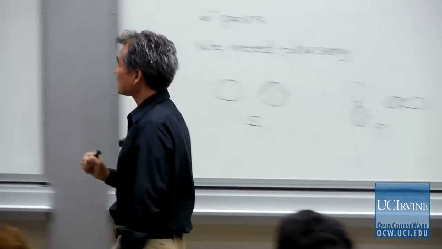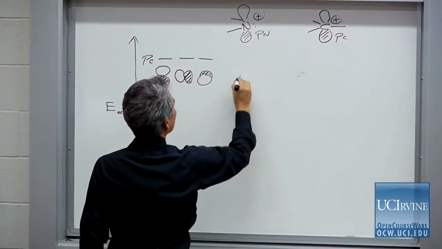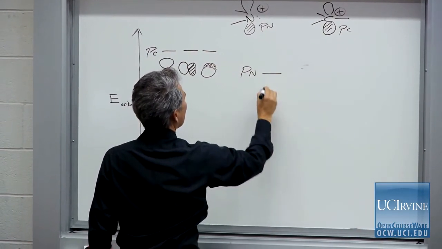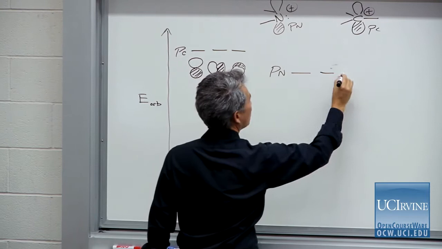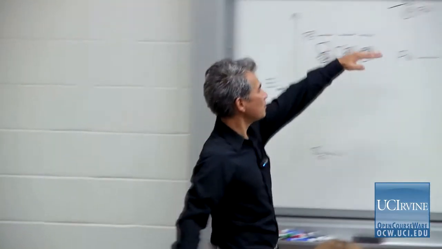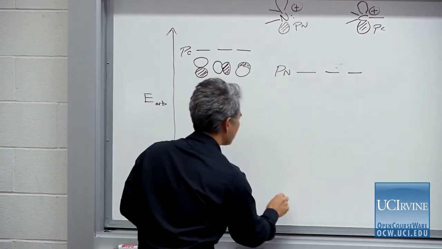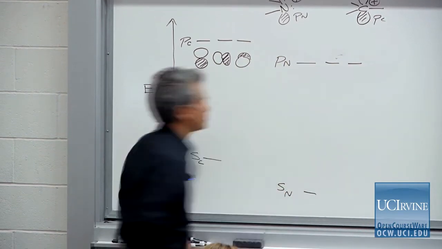So the effect of electronegativity is that all of these energy levels will drop. If I were an electron, I would much rather be on one of the p orbitals on nitrogen than on one of the p orbitals on carbon. The effect of electronegativity is that these p orbitals will be lower in energy. The effect of electronegativity on the s orbitals is that they will be lower in energy on nitrogen.